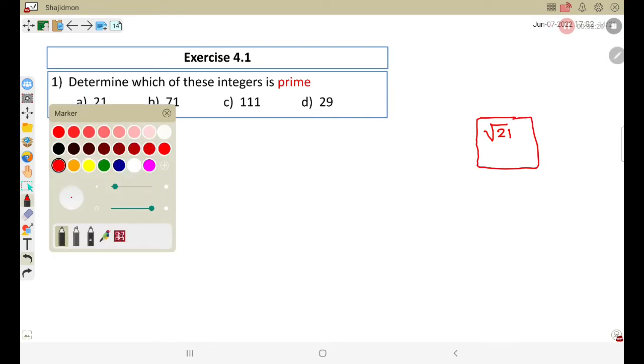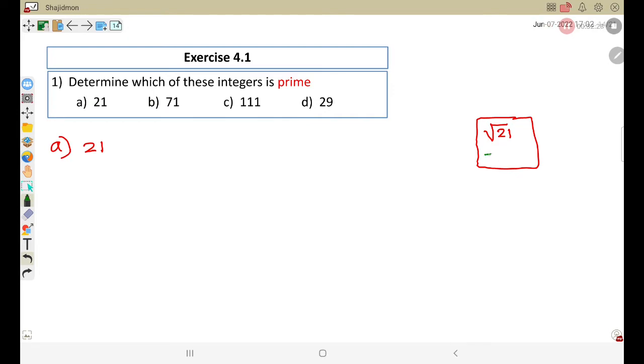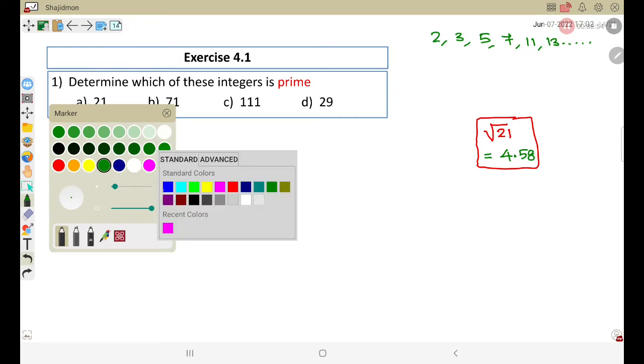Root 21 is approximately 4.58, actually 4.582575695, so I am just taking 4.58. Now what do you do? Take the prime numbers less than or equal to this number. What are the prime numbers? 2, 3, 5, 7, 11, 13, and it continues. 2 is the only even prime number, don't forget.